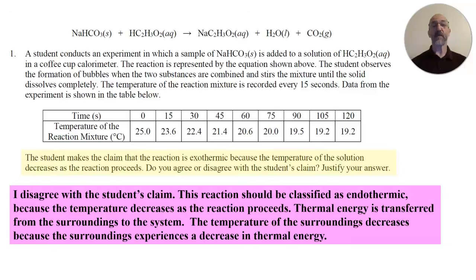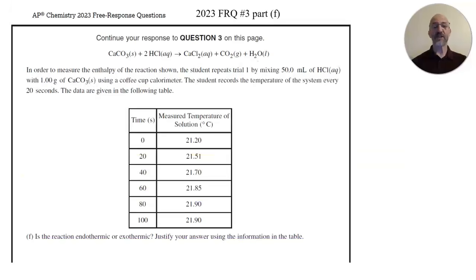So remember that the thermometer is generally considered to be part of the surroundings with these type of situations. The temperature of the surroundings decreases because the surroundings experience a decrease in thermal energy. Now, before I show you question 2 of this packet, I'd like to present to you a similar question from the 2023 AP Chemistry Free Response questions.